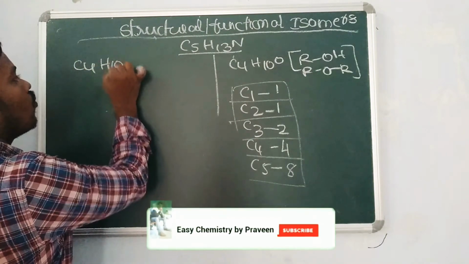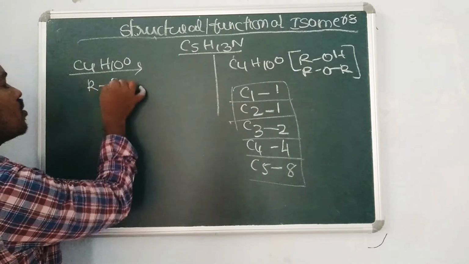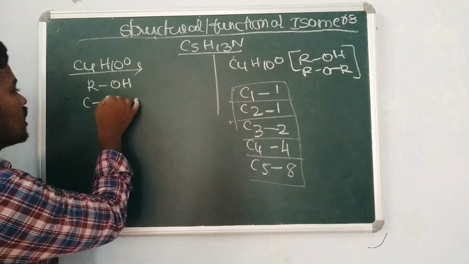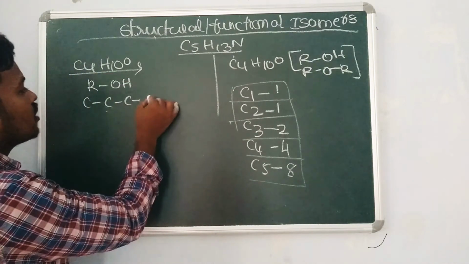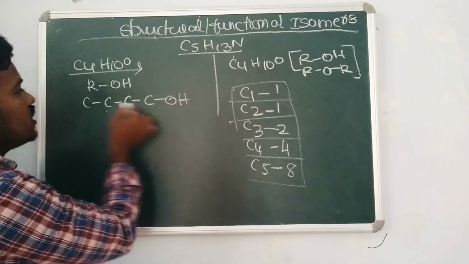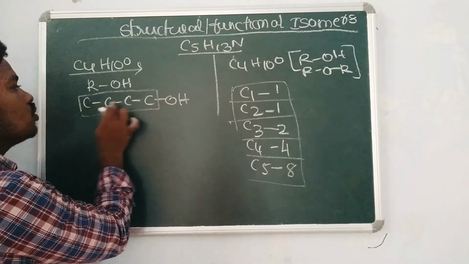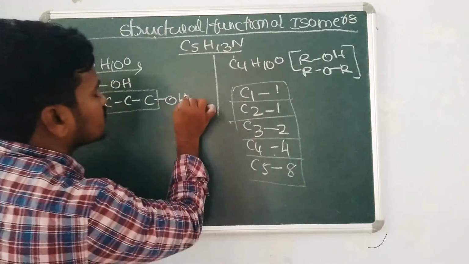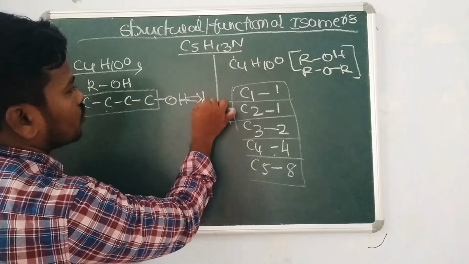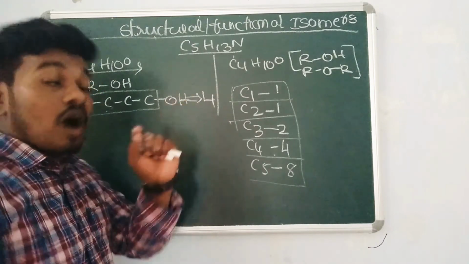Now you can see C4H10O. First we write it as the functional group alcohol, ROH. R is nothing but the alkyl group. How many carbons? 4 carbons, 1, 2, 3, 4, then OH. With 4 carbons, how many isomers are present? Here 4 is the number of possible functional or structural isomers with the alcohol.